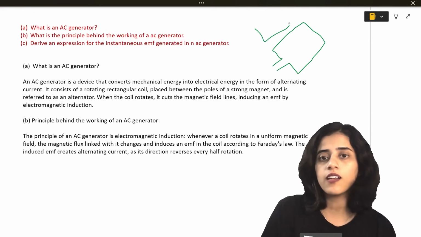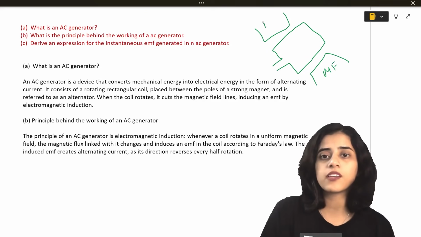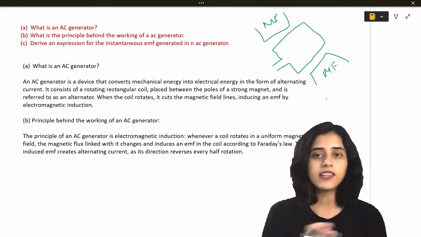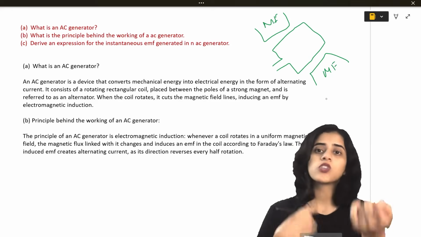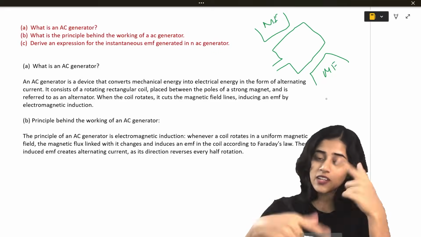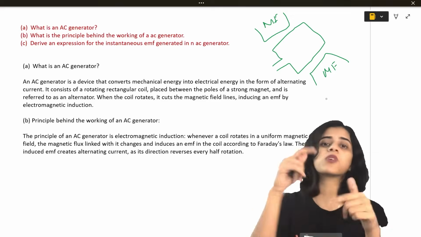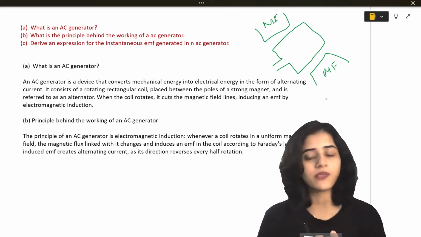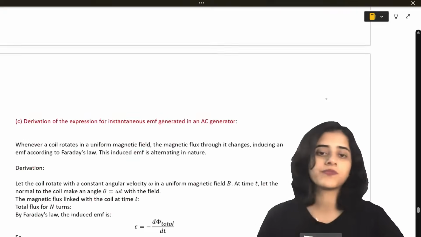Okay, it has a coil between two magnetic fields. This coil continuously rotates mechanically. So when this coil rotates, it continuously cuts the magnetic field. The coil is in the presence of a continuously changing magnetic field. This produces a current, and that current is what we get in an AC generator. And this process is called electromagnetic induction.